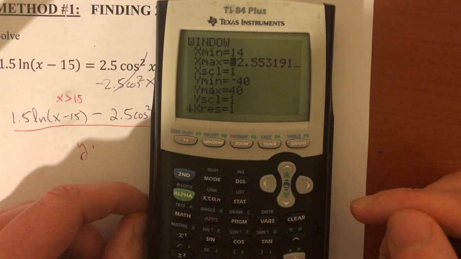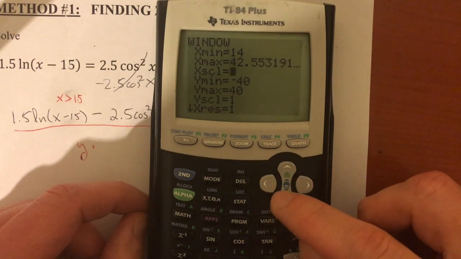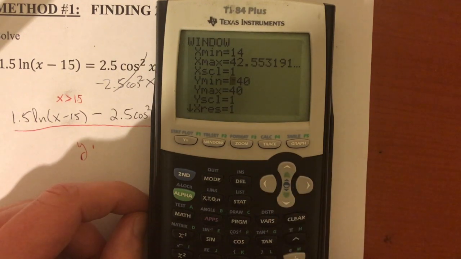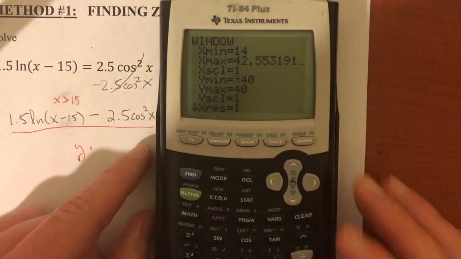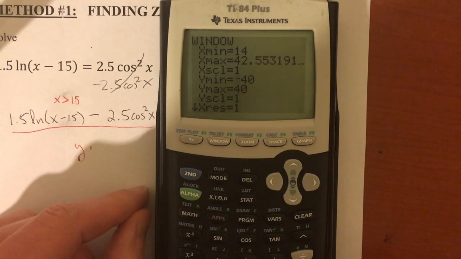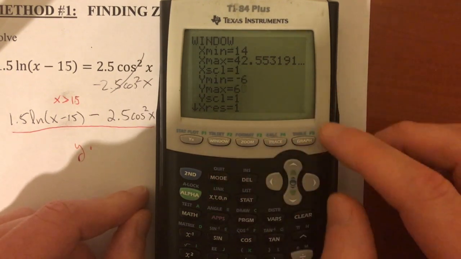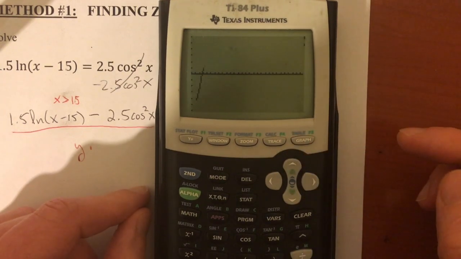An X max of 42. I mean, maybe that's okay, but it didn't really seem like I needed my Y mins and maxes to be negative 40 and 40. You might remember some things about the amplitude of trig functions being 2.5, but let's just even go negative 6 to 6. Seemed like everything was pretty close to the x-axis. And there you see, there's your graph.